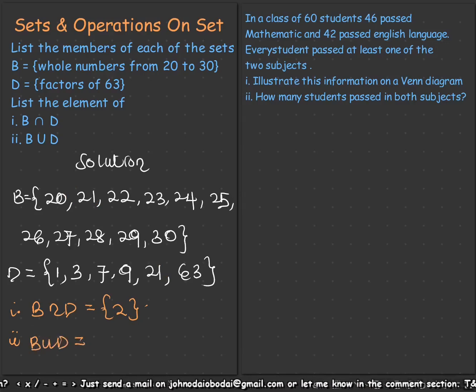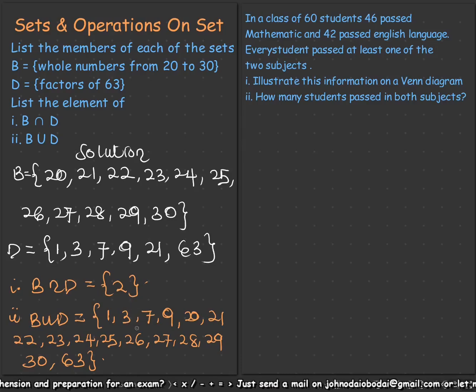is going to give us our 1, our 3, 7, 9. You see, so we are writing all these elements. Then we come to 21, which is here, and we come to 22, which is also here. For this 20 and this 21, we have already written them. Then we come to 23, 24, till you get to what? 60, then you come to 63. So you are combining all the elements in both sets. That is what union means. So that ends this first question.